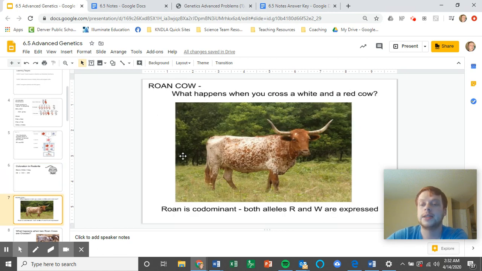So our next example is something called codominance. Instead of things blending together, they just both show up. They are both dominant traits. If you cross a red cow with a white cow, you get something called a roan cow, which you can see right here. Roan cows are a codominant blend of both white and red. So instead of the cow being pink, you can see both white and red fur on this cow here.